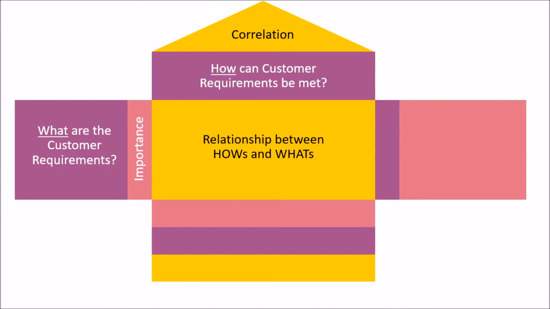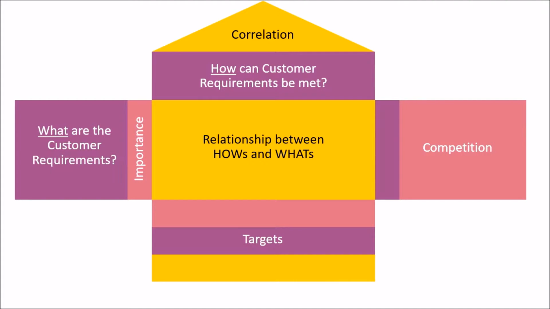Correlation. And now in this pink box on the right, we are going to have the competitive assessment. That is, we are going to have our company's performance versus the competitor's performance. There will be a competitive analysis. In this purple box, we are going to do some calculations. Now at the bottom, in this purple box, we are going to have the targets for each of our hows. Now at the very bottom, targets.